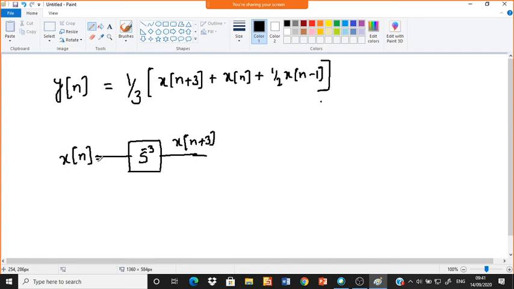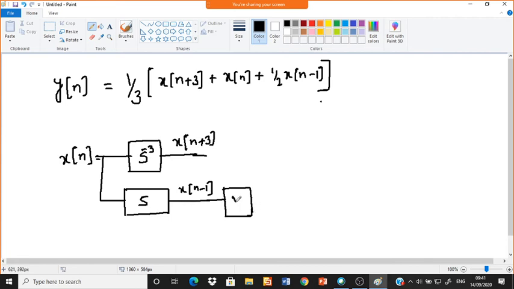And the same x of n you give to s, and we will get x of n minus 1. This is how we will get it. What you need to do here is pass it through 1 by 2, because the signal here is multiplied by 1 by 2. Then you will get 1 by 2 into x of n minus 1. This signal we need to add to the summation, otherwise it will become wrong.